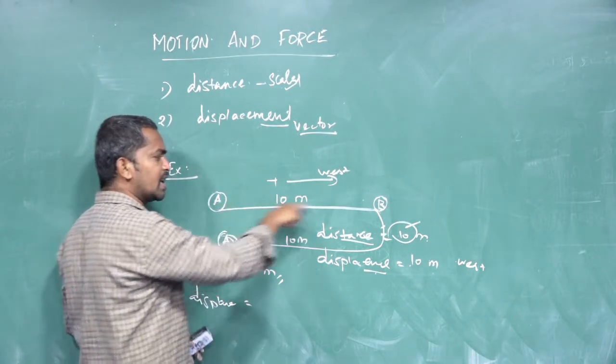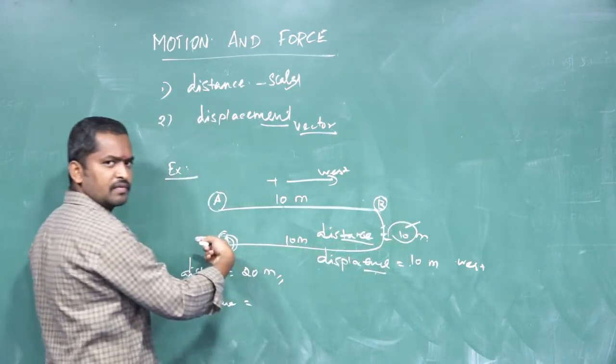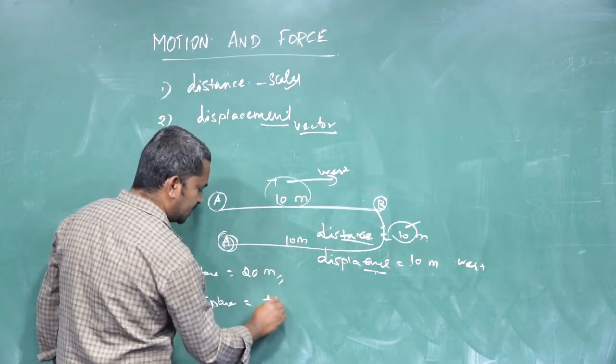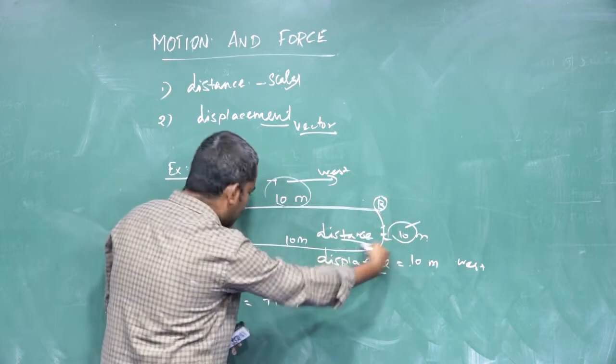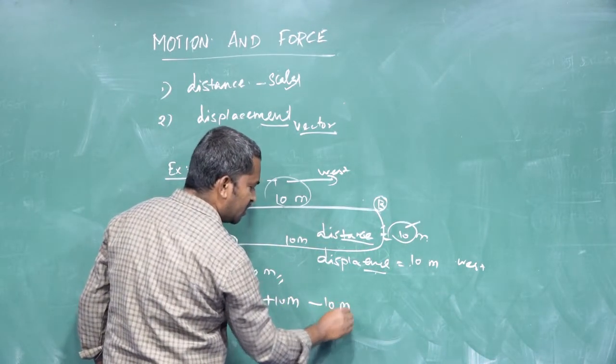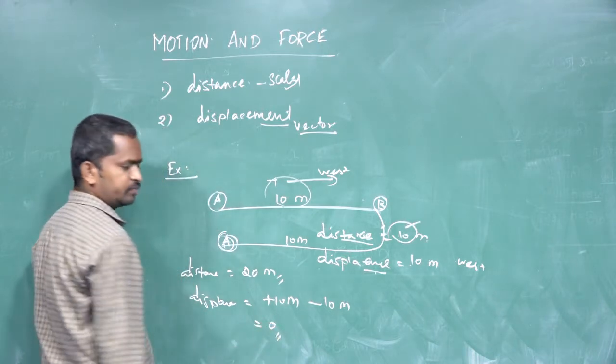Now this is the west direction, and this is the opposite direction. So the positive direction has a positive value, plus 10 meter. B to A is the opposite direction, that's why it is minus 10 meter. So the total displacement is 0.